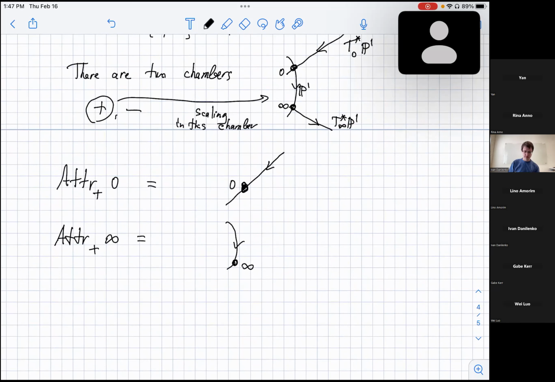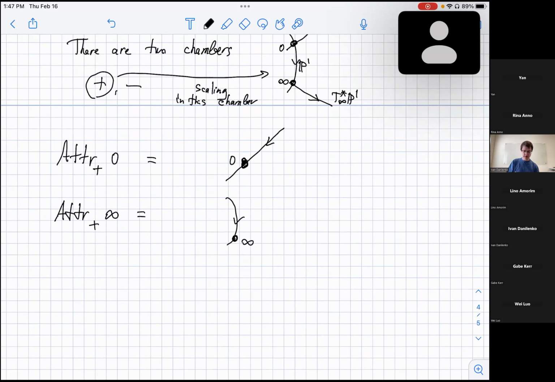Can I ask, I think I missed in the beginning, everything here is algebraic, so the symplectic form is holomorphic. Holomorphic symplectic form. Yeah. So these Lagrangians are also complex. Okay. Yeah.